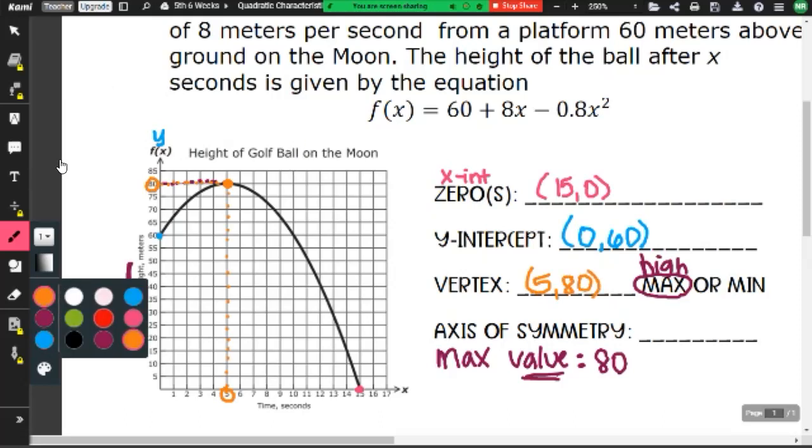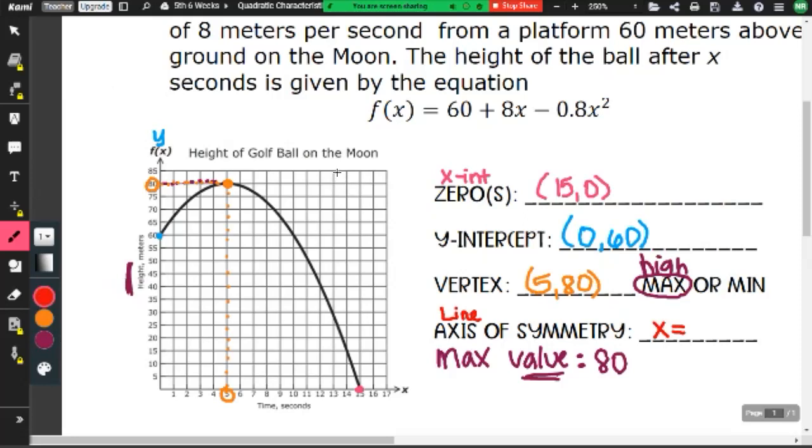5, 80. And last but not least, the axis of symmetry. Your axis is a type of line. Since it is a line, it must be written as what? X equals. Even though there's a question on the assignment that says, write the equation of the axis of symmetry, I still have people giving me the ordered pair for the vertex. No, axis of symmetry, x equals.